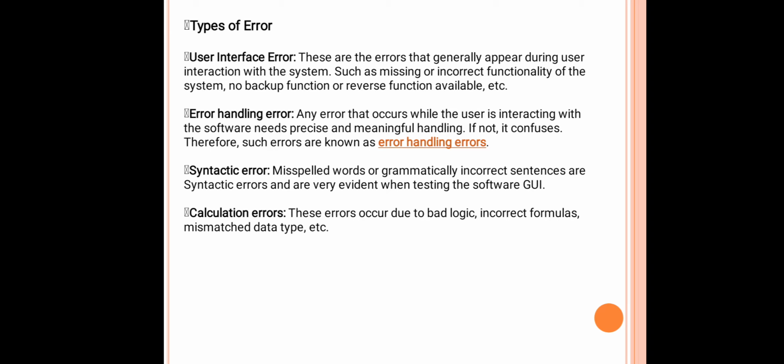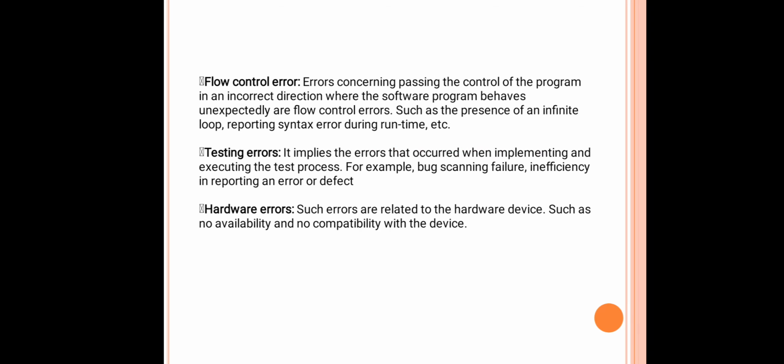These are the calculation errors. So next one is flow control errors. Flow control errors means what? The errors that pass the control of the program in the incorrect direction, where the software program behaves unexpectedly. Flow control errors, such as the presence of an infinite loop and also reporting a syntax error during the runtime of the program, are nothing but flow control errors.